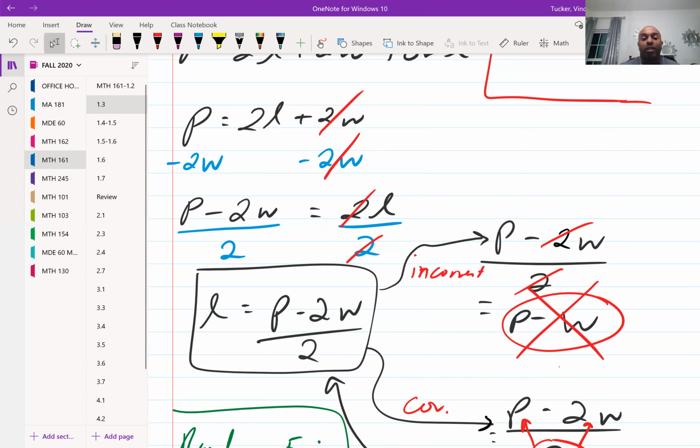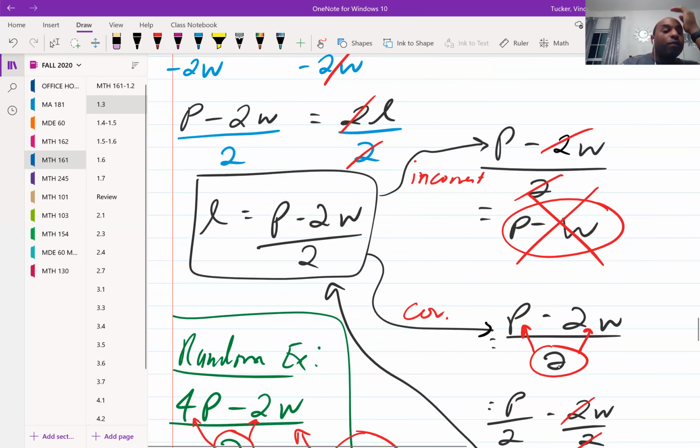A lot of times people see those 2's, and the first thing they want to do is go cancel out 2's, and then next thing you know, you're left with P minus W, and that's what happened over here. This is the incorrect way of simplifying this expression. You cancel out the 2's, P minus W is what you're left with, and that is the wrong way of doing it. If you want to move forward with your simplification, just remember that whenever you have a denominator or a rational expression, whatever's in your denominator has to go to each term in your numerator.